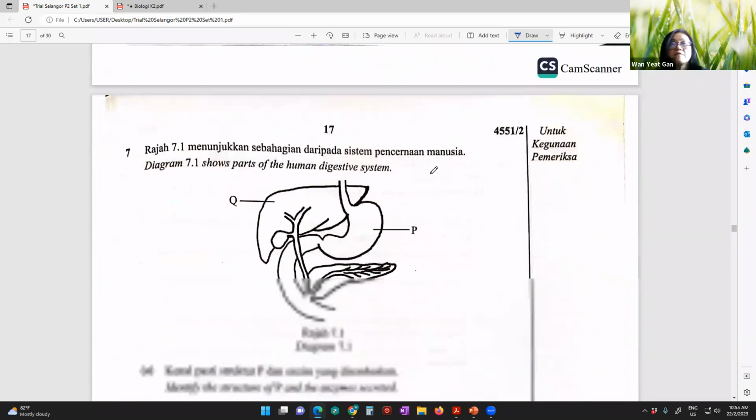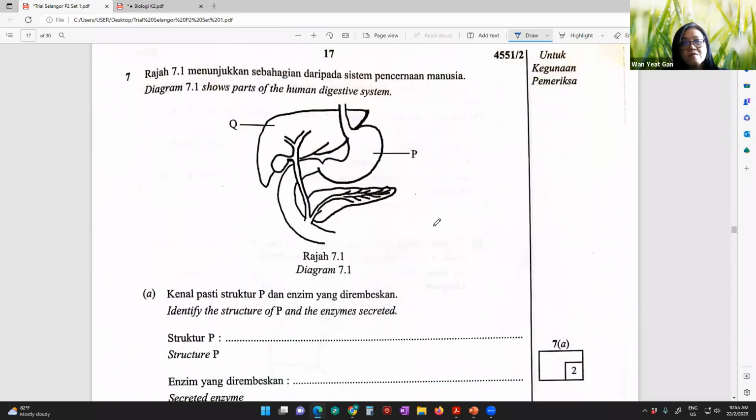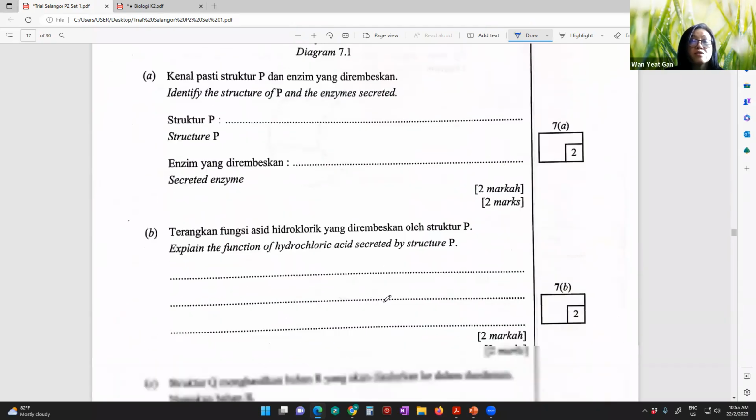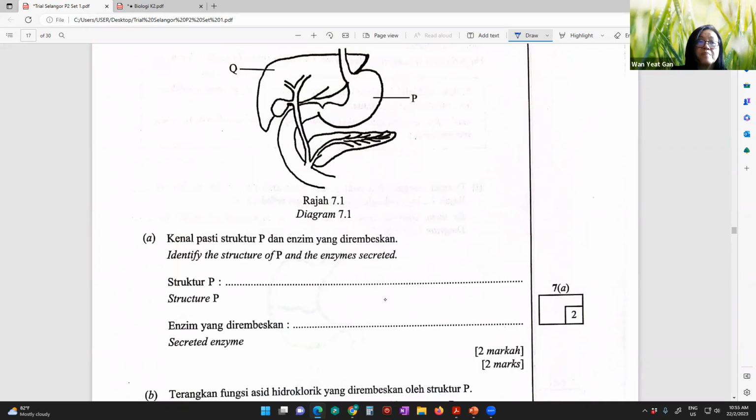Okay, question 7. Diagram show parts of the human digestive system. Identify structure P and the enzymes secreted. So the structure P here is the stomach. I'm sure you know that. P is stomach. And the enzyme secreted is pepsin.